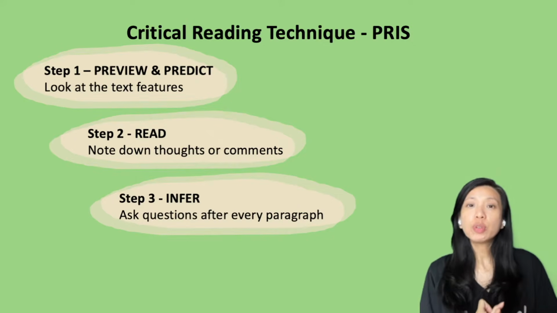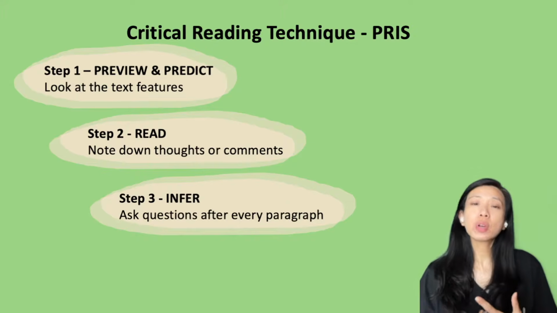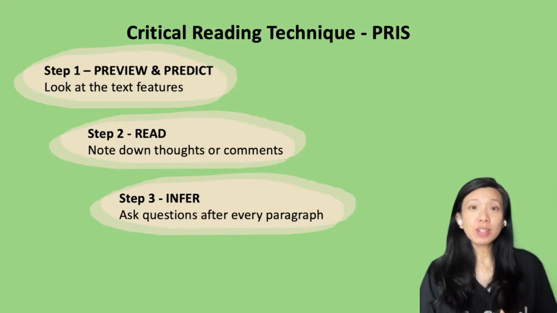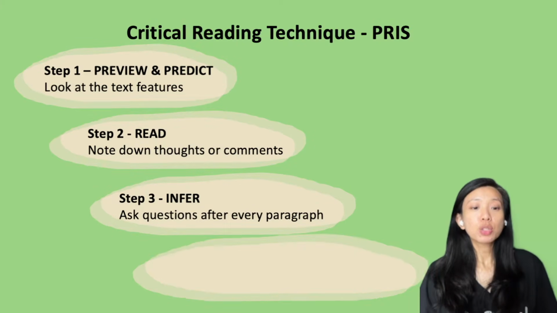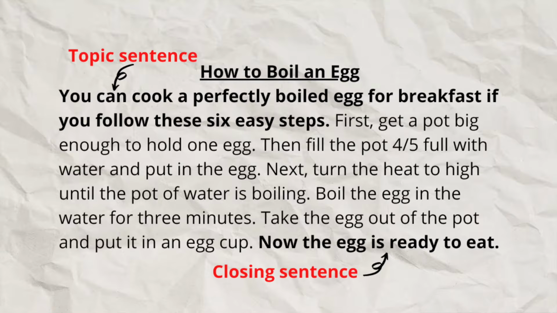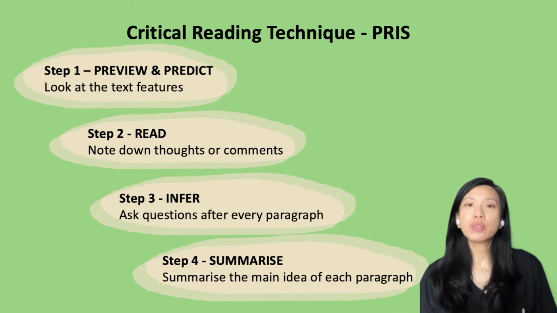So now that we've previewed and predicted the text, we have read through the entire text as well, noted down our own thoughts, and also asked ourselves some questions about the passage. Now we go on to the final step, which is to summarize. So you should be summarizing the main idea of each paragraph. Now, most of the time, the main idea, you can kind of get it from the topic sentence or the closing sentence of each paragraph. These sentences usually contain the main idea of the paragraph itself. So it's good to understand what each paragraph is trying to tell you so that you can understand, well, what the writer is trying to say.